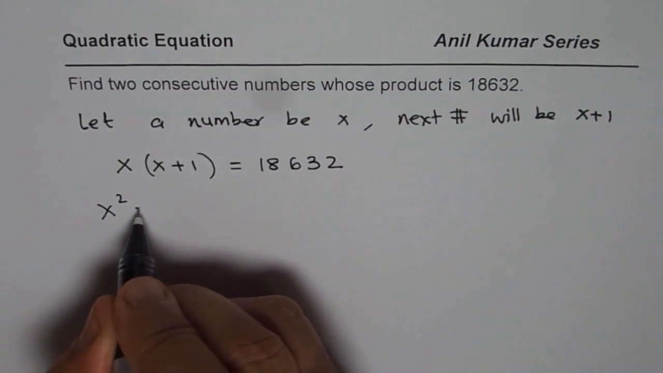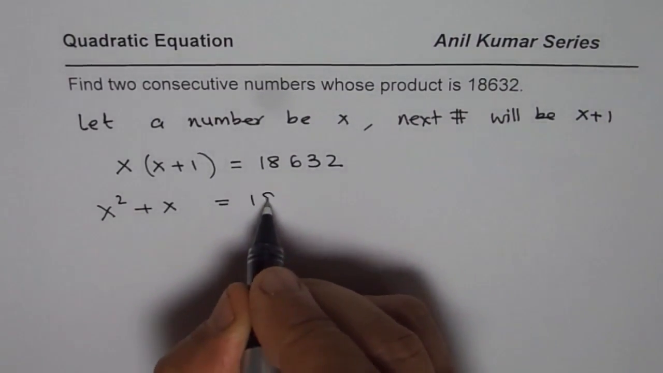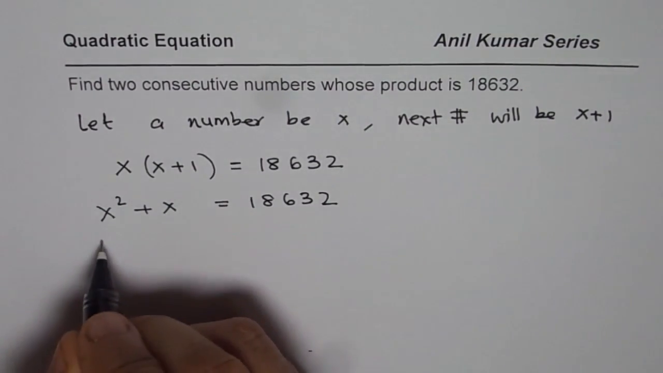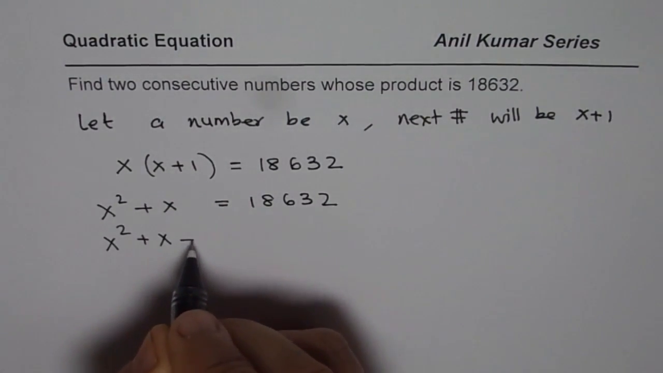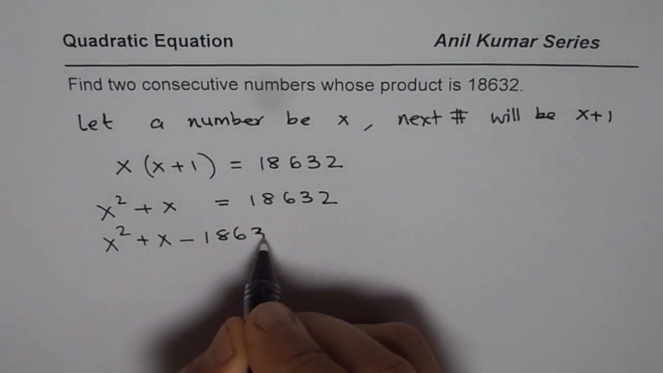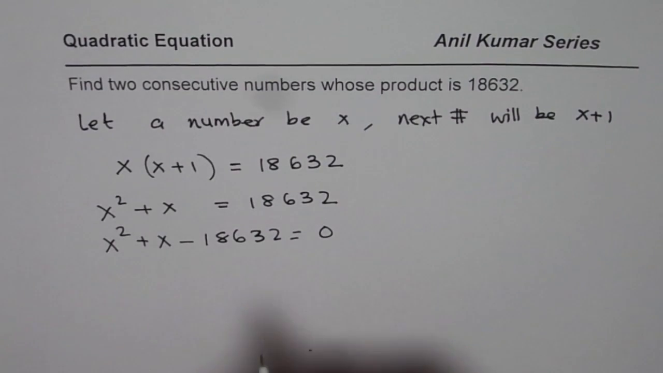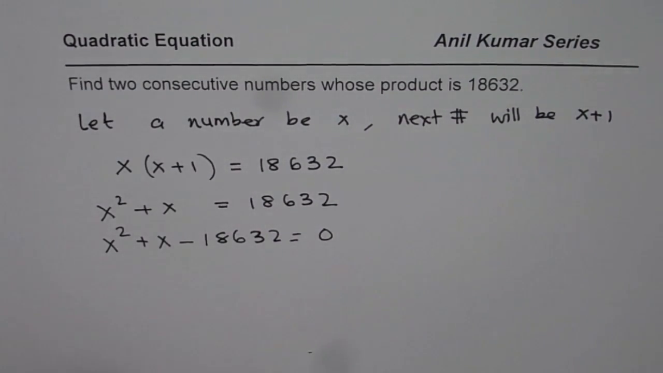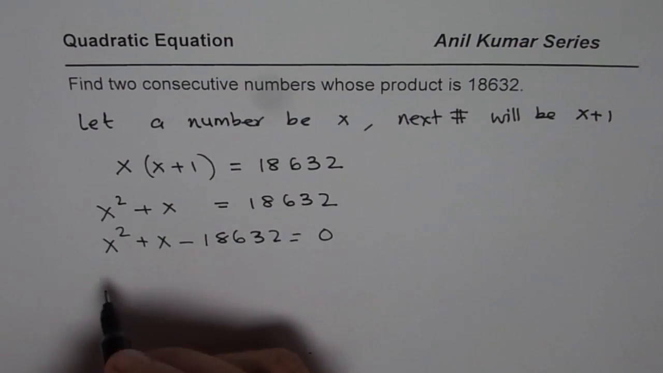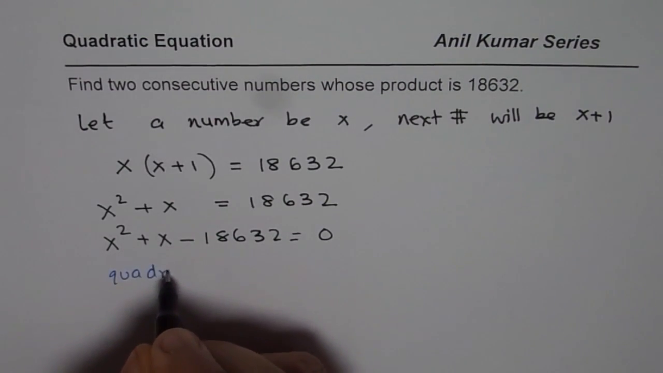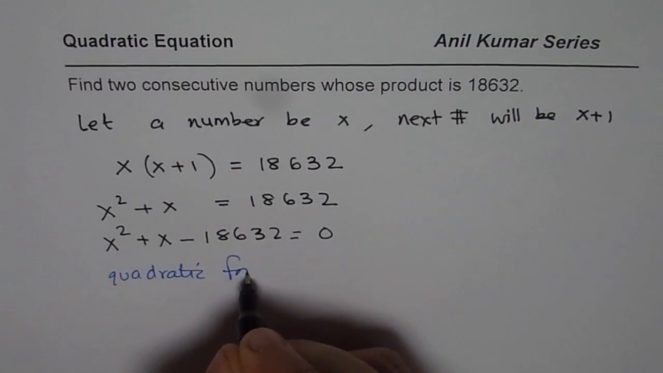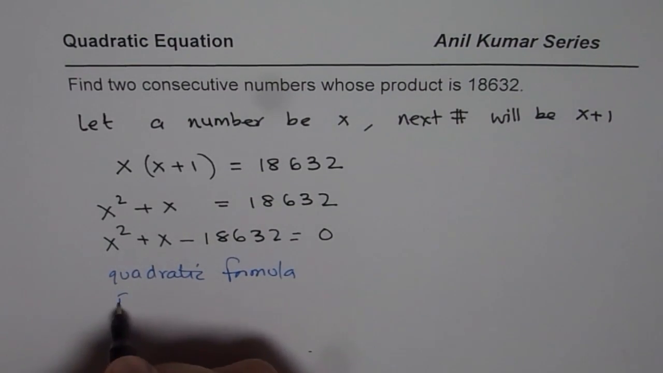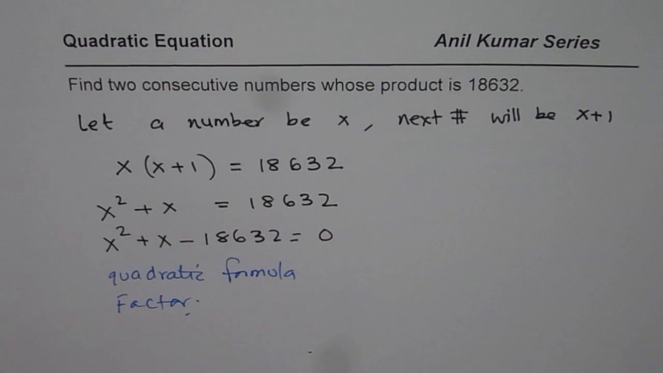So you can always expand this. You get x squared plus x equals to 18632, and then you can say x squared plus x minus 18632 equals to 0, right? And then you can apply quadratic formula, right, and solve. Or you can factor, correct, to get the right answer. So you know the formula and you know how to factor it. So those things I'm leaving for you.